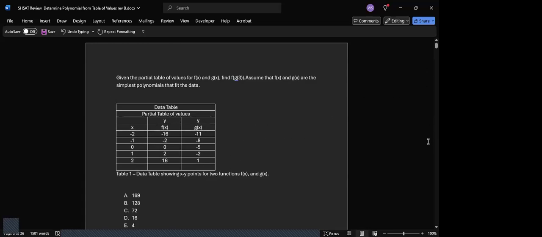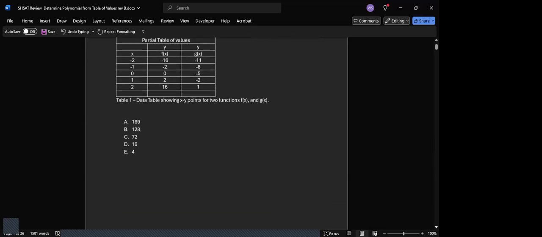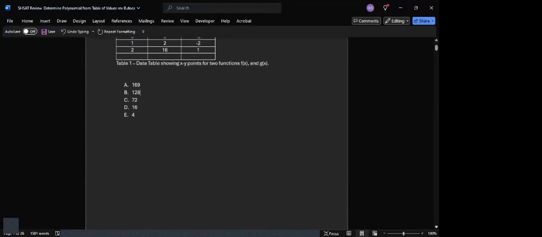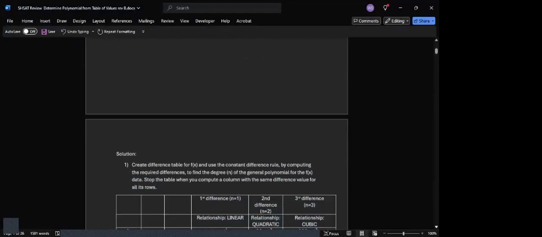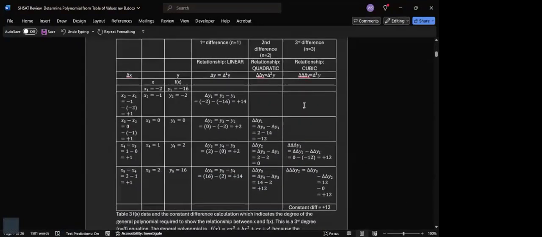And what we're going to do is find, for each function f of x and g of x, the general polynomial that describes that function, based on the data. So how do we do it based on the data? Well, it turns out there's a relationship between the differences of the coordinates and the degree of the polynomial equation, right? And that relationship is how we're going to tell. So what we need to do is take the difference between the coordinates.